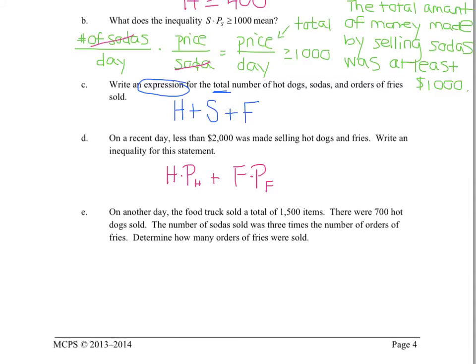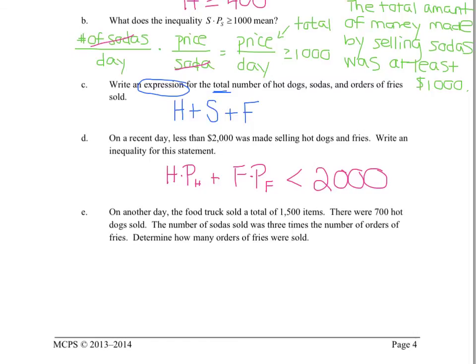So on a recent day, less than $2,000 was made selling hot dogs and fries. So we know that this is going to be less than $2,000. And there's our inequality for this statement.